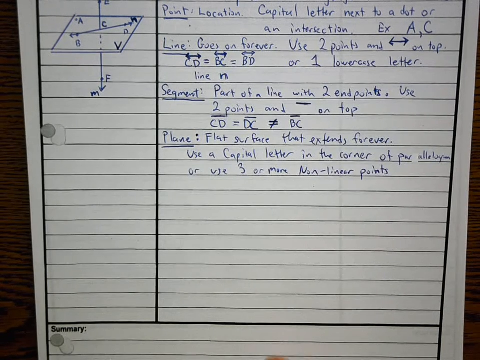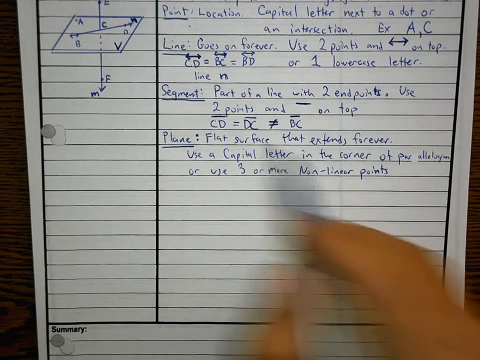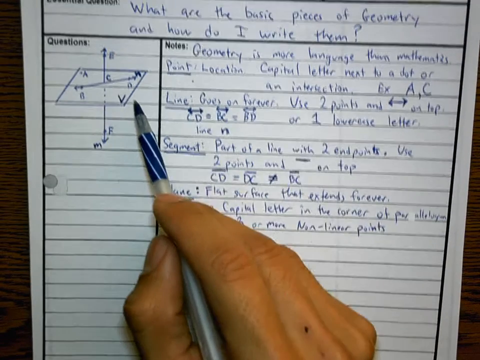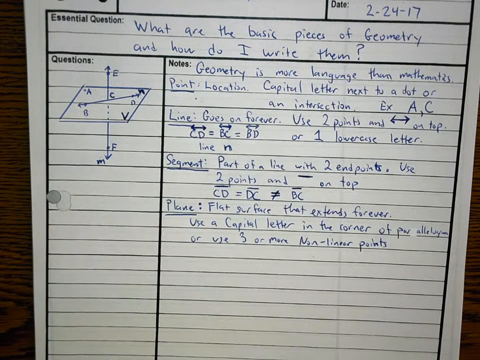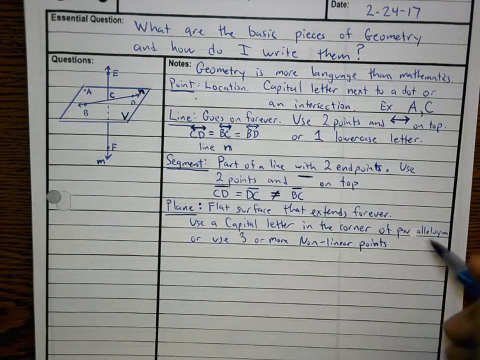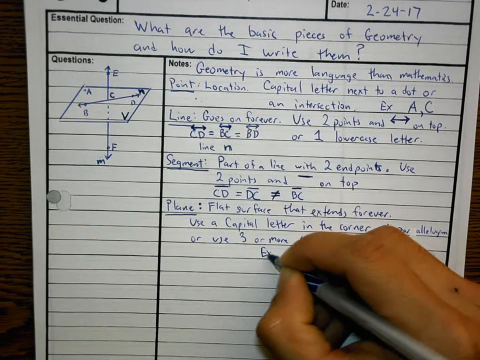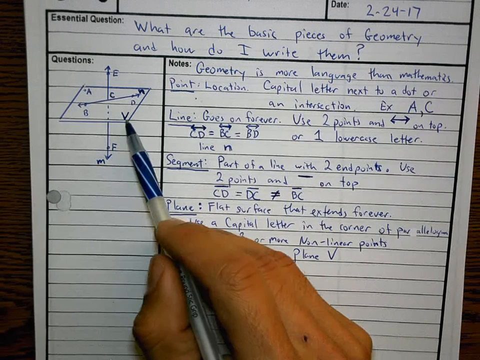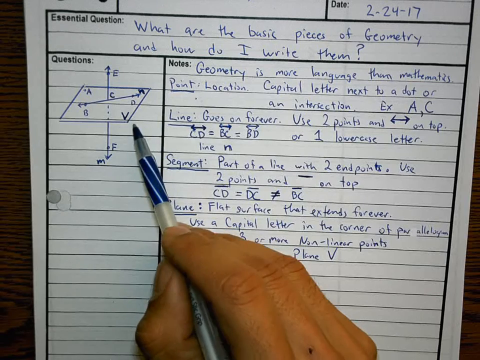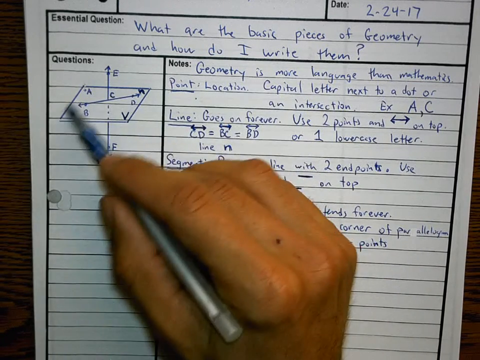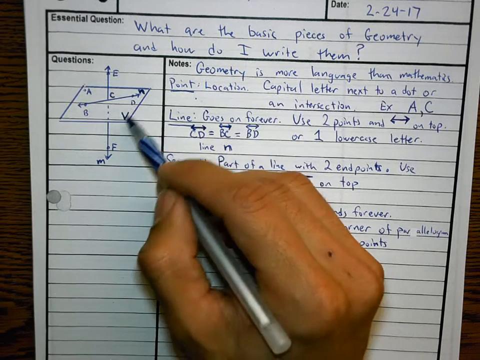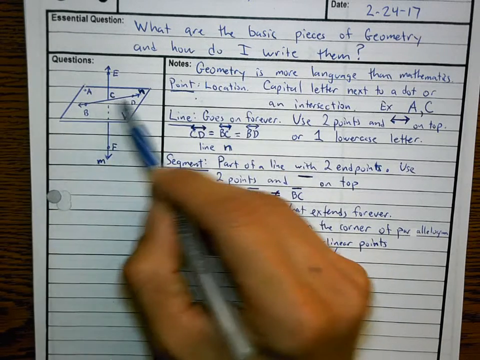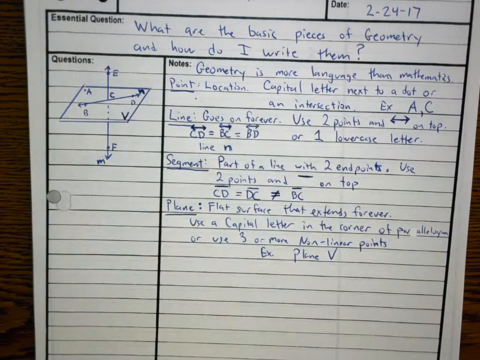So, for example, use a capital in the corner of the parallelogram. When I look at my picture that's over here, is there a capital letter in the corner? How do we write it? We're going to write it like this. I'm going to put plane V. If there's a capital letter, and notice there's no point next to it, and it's in the corner of this parallelogram, the parallelogram is going to represent the flat surface, which means that this line here, BD, is in plane V. It means point A is in plane V.